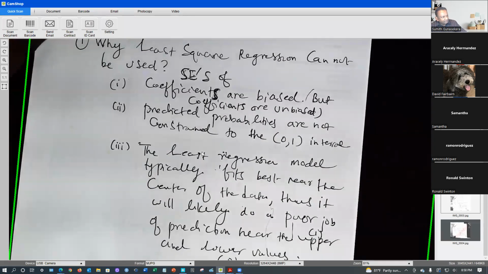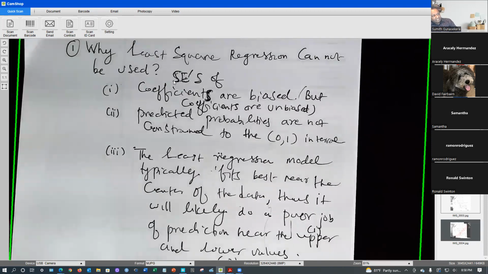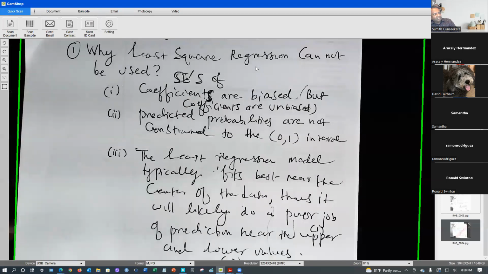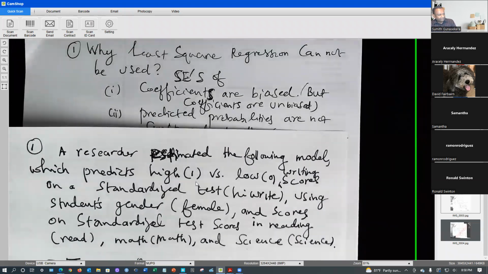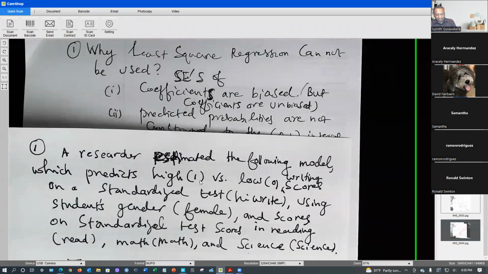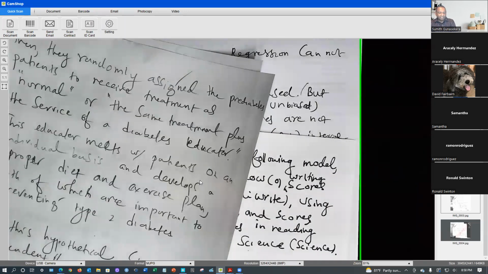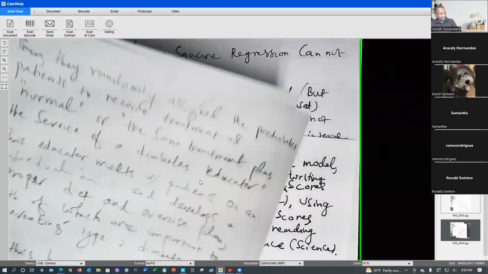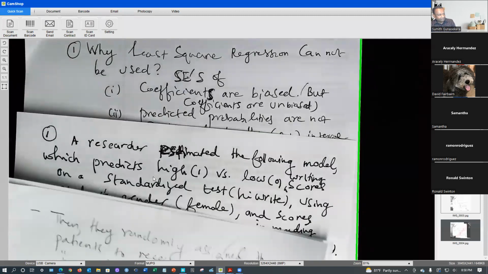This is the reason why least squares regression cannot be used in a situation like this. Let's take the example I talked about in the very beginning, about preventing people with pre-diabetes from getting into full-blown type 2 diabetes.